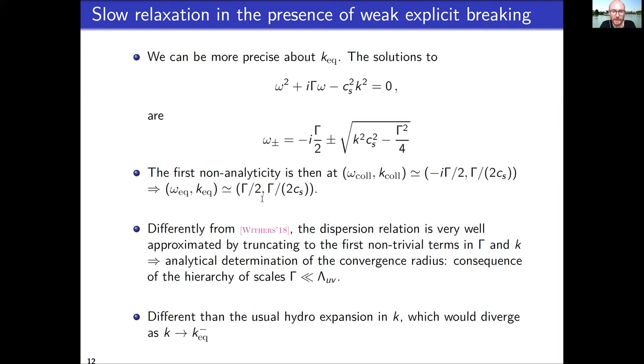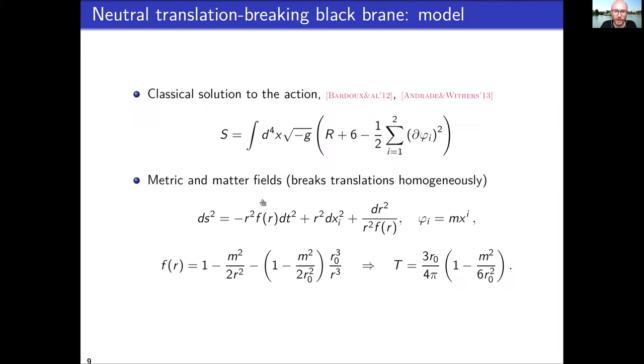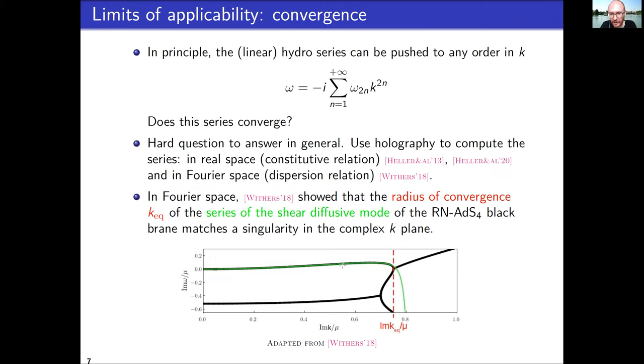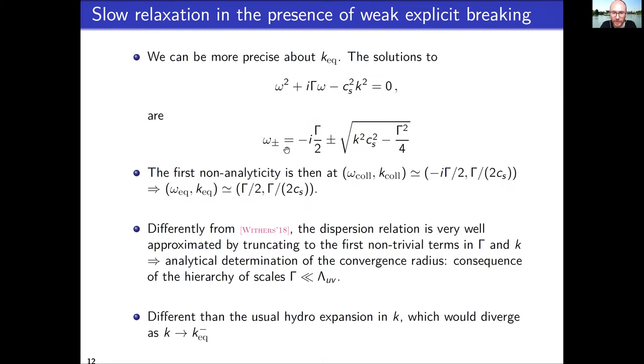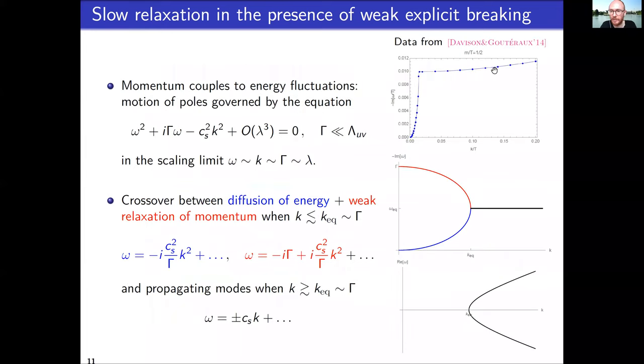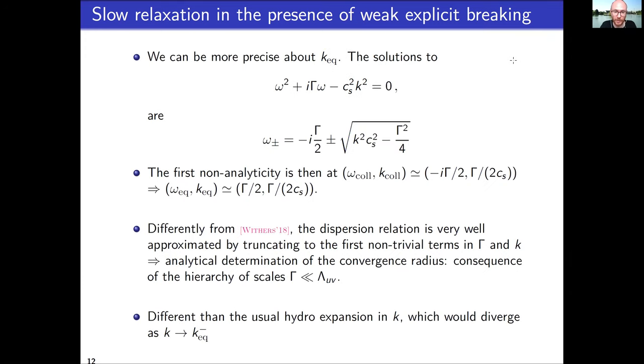So here, what we see, in contrast to what I was showing you for the shear diffusion mode, where in order to approximate the exact location of the pole Ben Withers needed to compute a very large number of terms because there was no hierarchy of scales. There was nothing that would suppress, let's say, the k to the 4 term compared to the k squared term once k grows beyond a certain value. So you really needed all of these terms to get a good match between the series and the actual exact numerics. But here in contrast, because we're working in this regime of very small gamma, corrections to those expressions are suppressed and you can get away with just this simple description. And this is what gives us a lot of control and allows an analytical determination of the convergence radius. It's really due to this hierarchy of scales.